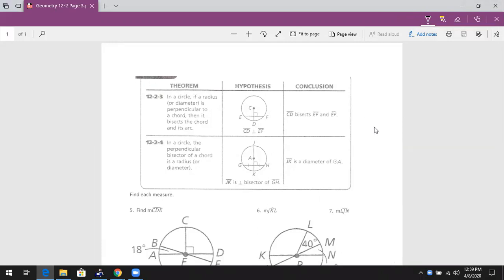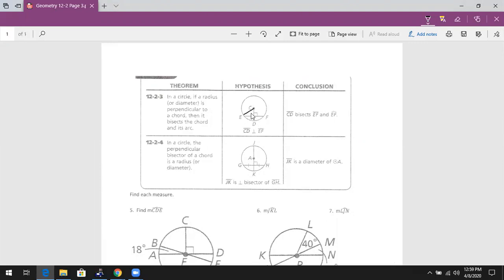All right, theorem 12.2.3 says in a circle, if a radius or diameter is perpendicular to a chord, then it bisects the chord and its arc. The idea behind this, it says, okay, so if CD is perpendicular to EF, then that means it bisects the chord, so ED is congruent to DF, and it bisects the arc, so arc ED is congruent to arc FD.